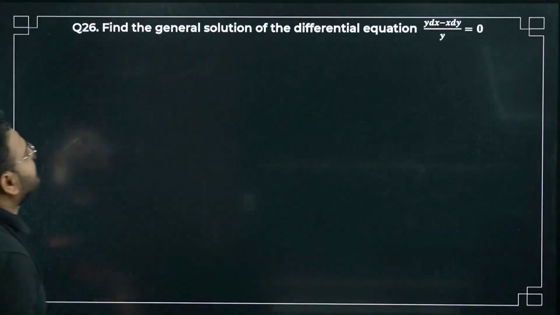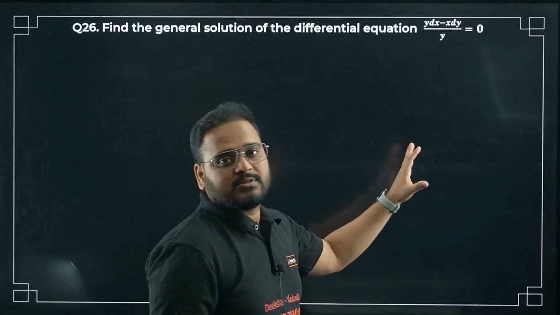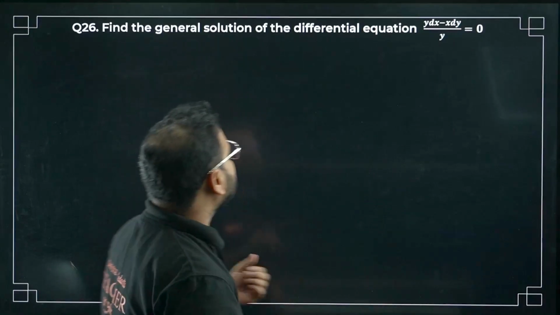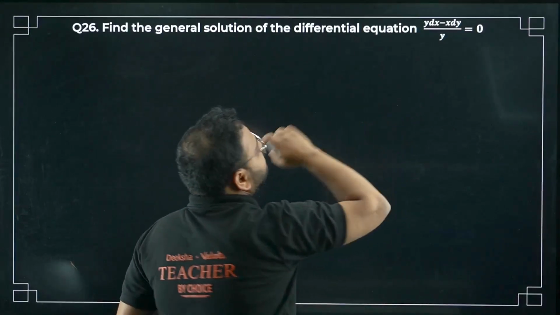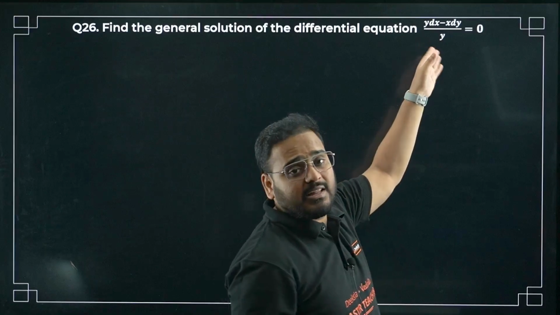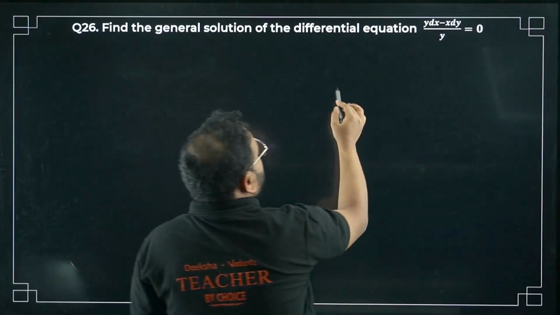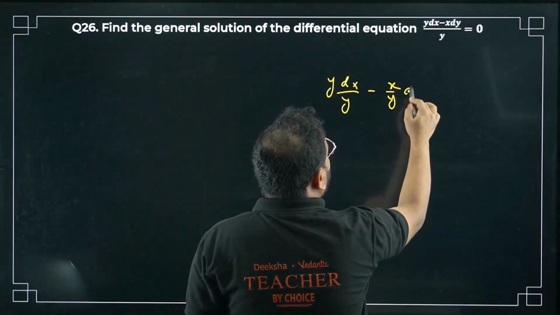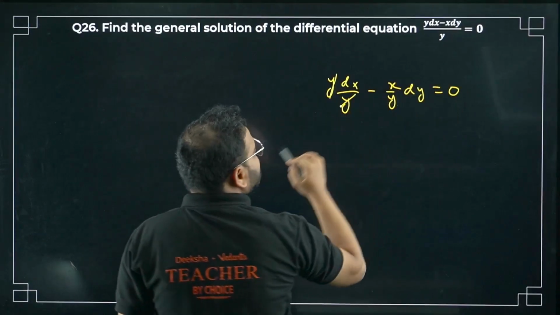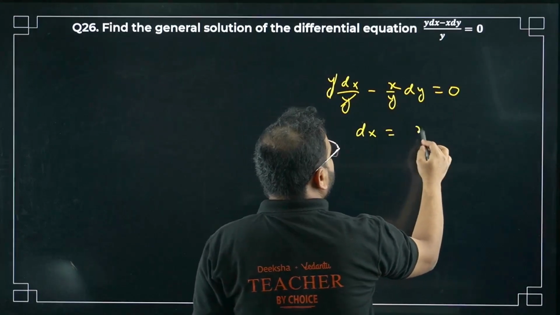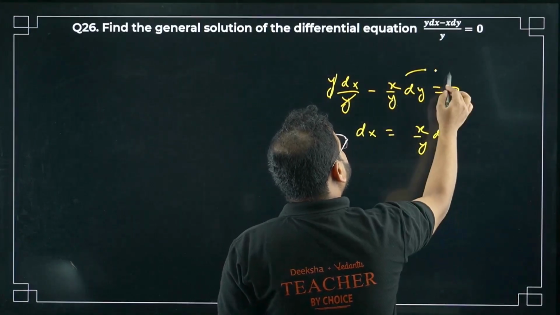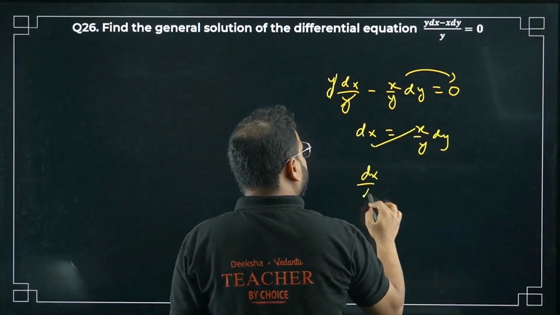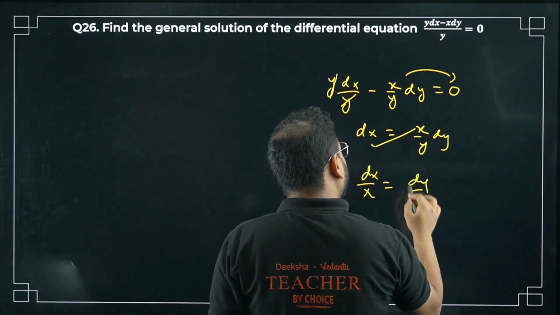Moving on to question 26: find the general solution of the differential equation. They're not asking for a particular solution, only the general solution. You can find that very quickly and easily. Just divide it into fractions using the negative sign we have over here. It will become y dx upon y minus x by y dy equals 0. The y and y cancel. Dx equals x by y dy by moving this term to this side. Bring this x over here, so I get dx by x equals dy by y.